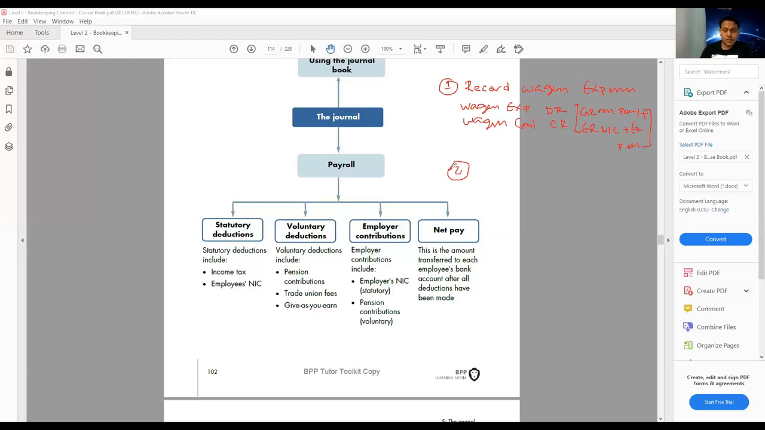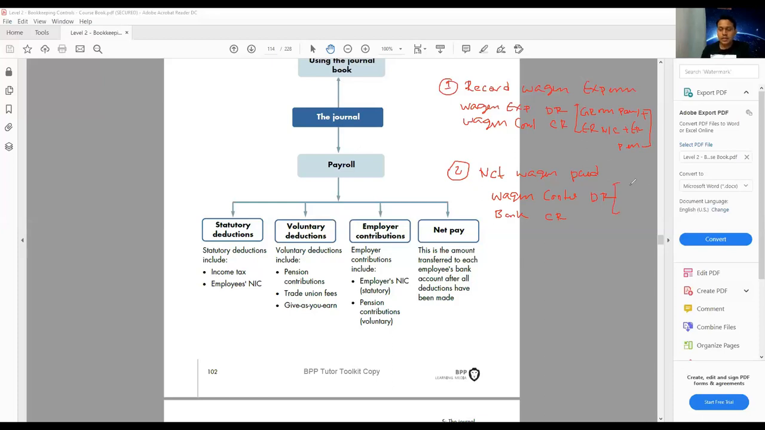The next journal we're going to see is net wages paid. The journal will be wages control debit, bank credit, because we are paying from the bank, so bank will go down, bank credit.